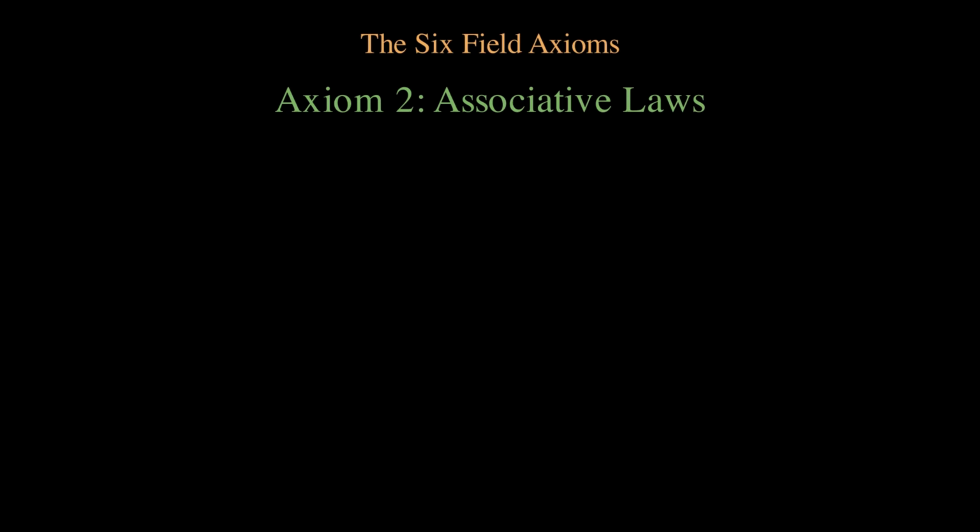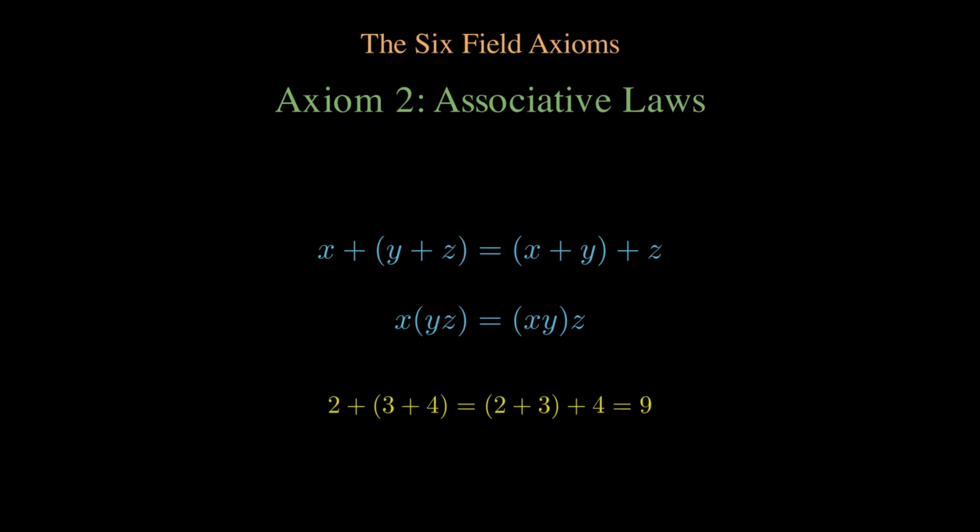Axiom 2 is the associative laws. For addition, x plus the quantity y plus z equals the quantity x plus y plus z. For multiplication, x times the quantity y times z equals the quantity x times y times z. This means we can group operations differently without changing the result. When adding 2 plus 3 plus 4, we can compute it as 2 plus the quantity 3 plus 4, or as the quantity 2 plus 3 plus 4, and we get 9 either way.